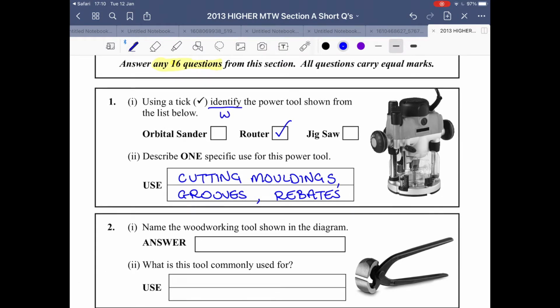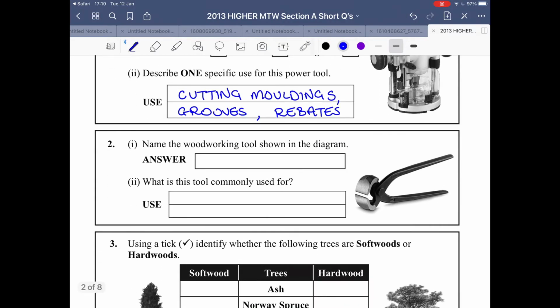Be careful when you're reading these questions that you always check what exactly is asked. So an identify means what is it? What's the tool? Just be careful with the wording used. Now, next question then says, name the woodworking tool shown in the diagram. A lot of you always get this wrong.